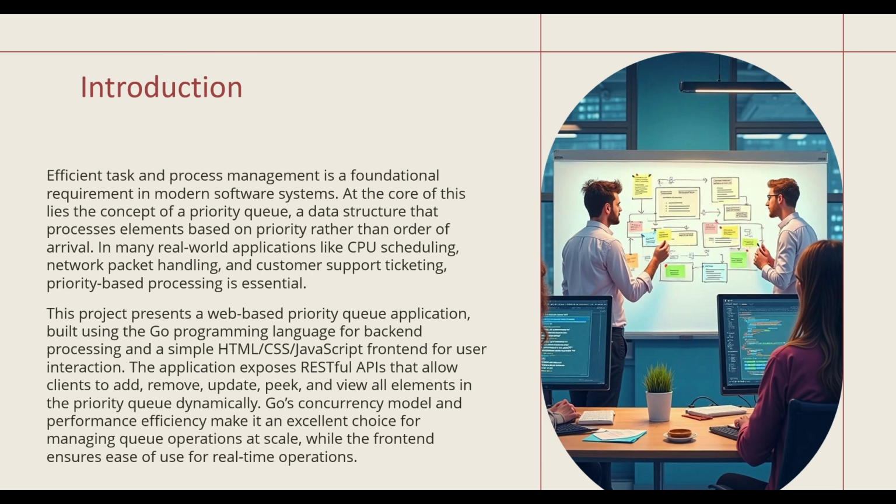This project presents a web-based priority queue application built using Go for backend processing and a simple HTML, CSS, JS system for the front end for user interaction. The application utilizes RESTful APIs for proper handling of Go and priority queue operations such as addition, removal, update, etc. And Go's concurrency model and performance efficiency make it an excellent choice for managing queue operations at a small scale.